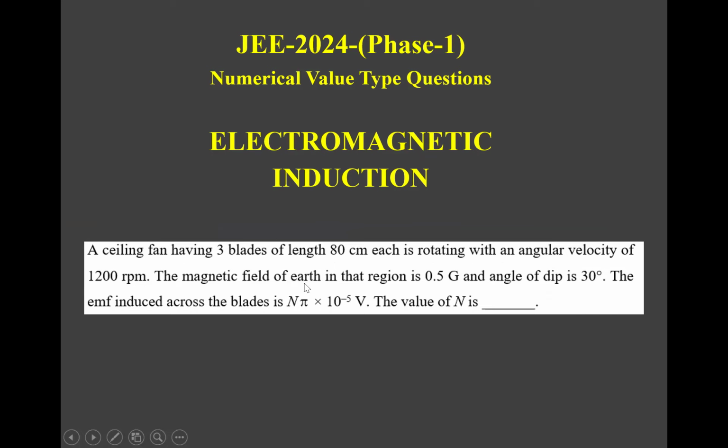The magnetic field of Earth in that region is 0.5 Gauss and angle of dip is 30 degree. The EMF induced across the blades is n pi into 10 raised to minus 5 volt. The value of n is.